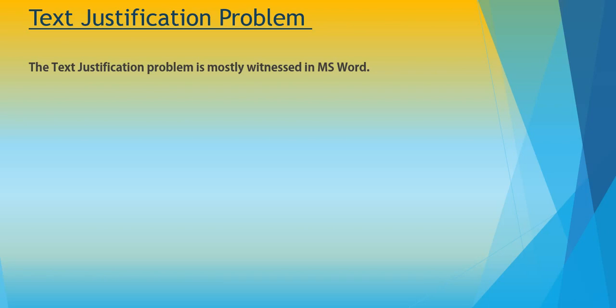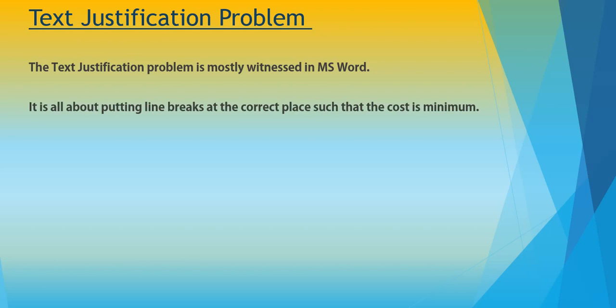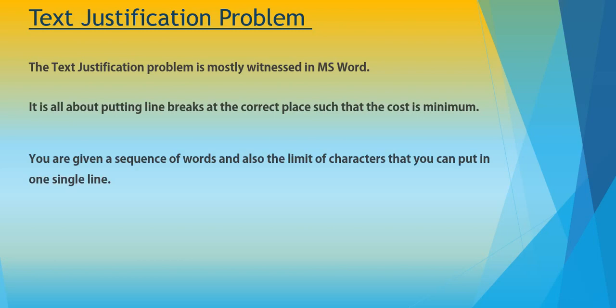So MS Word makes use of the text justification algorithm, which is what we are going to create here using dynamic programming. It is all about putting line breaks at the correct places such that the cost is minimum, the cost of the remaining spaces I'm talking about. You are given a sequence of words in this problem, and also the limit of characters that you can put in one single line. These two are the pillars of the text justification problem.